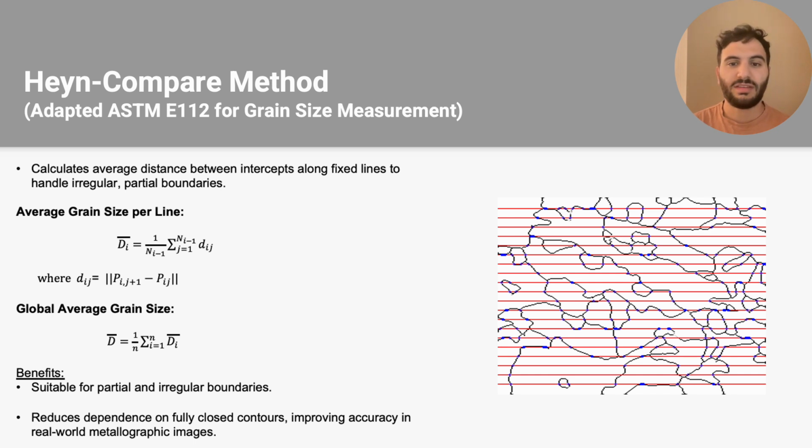By using distances between intercepts rather than assuming closed contours, we can extract more accurate grain size estimates, especially when boundaries are fragmented or partially annotated. This method is particularly useful in automated pipelines and helps bridge the gap between traditional analysis and modern imperfect data.